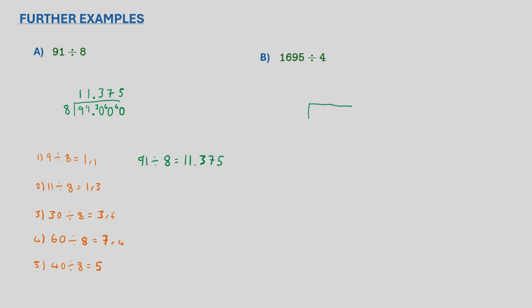Now we can look at one final example of 1695 divided by 4. The steps to answer follow exactly the same route as we've seen before, adding on extra zeros after the decimal point and the dividend wherever necessary, and we have a remainder to make use of.